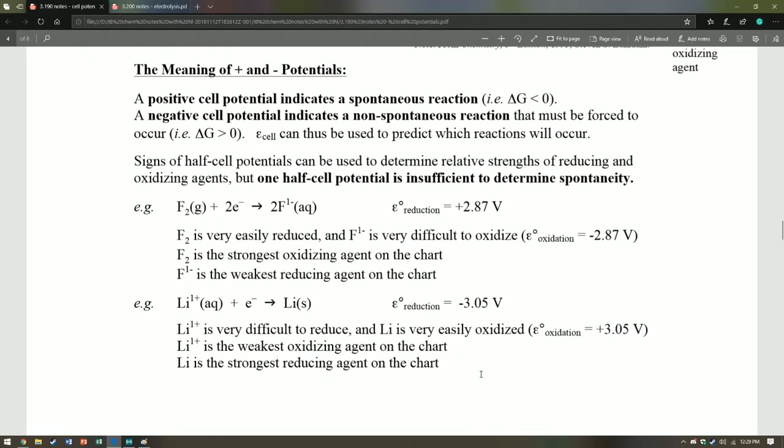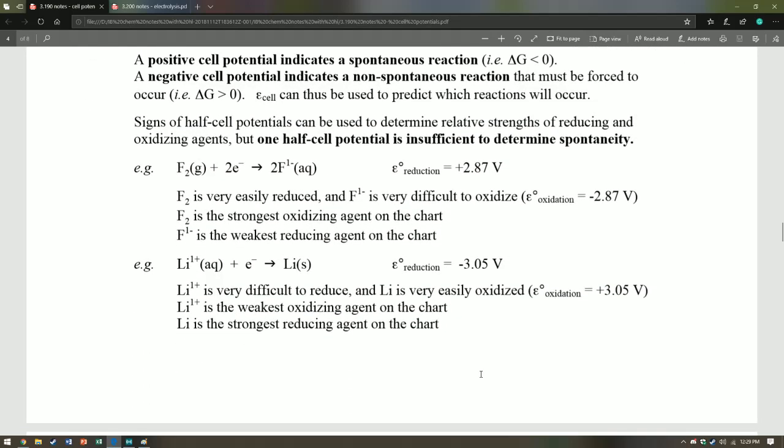The next thing I want to mention relates cell potentials to the Gibbs free energy, or the spontaneity of a reaction. A positive cell potential indicates a spontaneous reaction. A negative cell potential indicates a non-spontaneous reaction. This intuitively makes sense. For a voltaic cell, the forward direction is very much favored, and the forward reaction potential is typically positive, so it makes sense that that's spontaneous and would happen without any outside intervention.